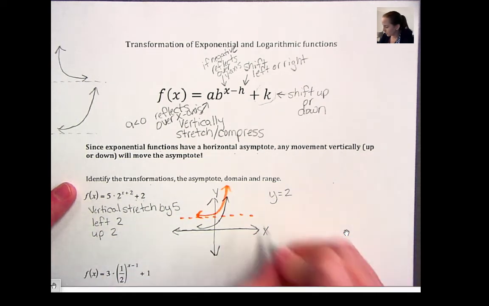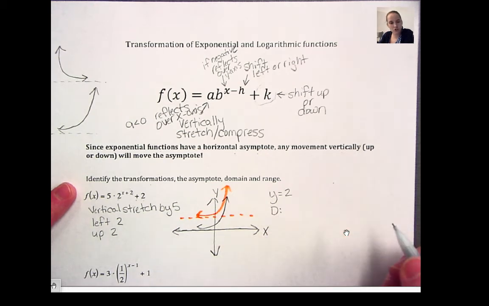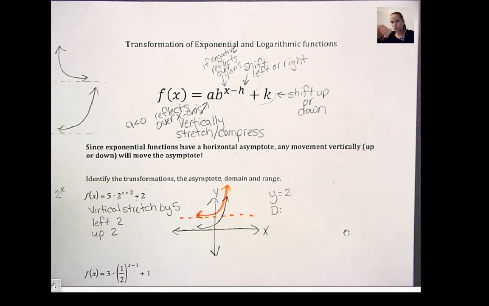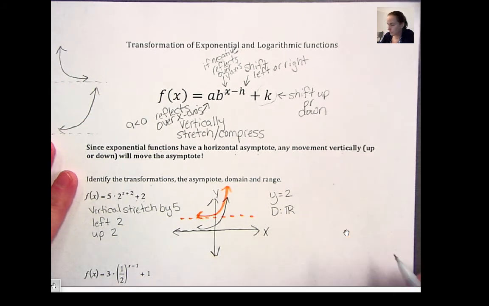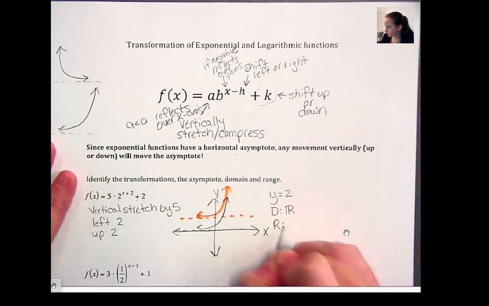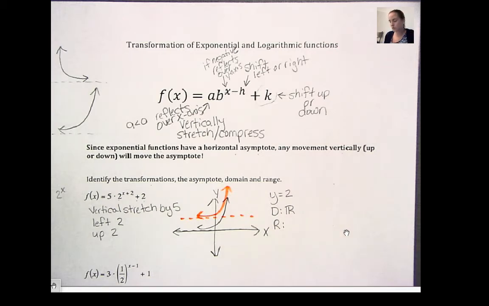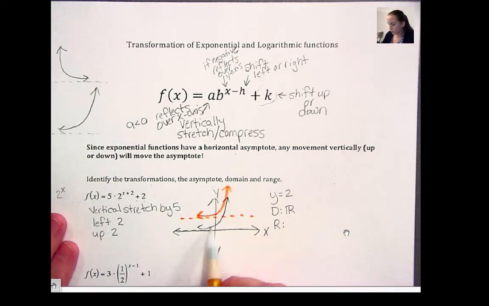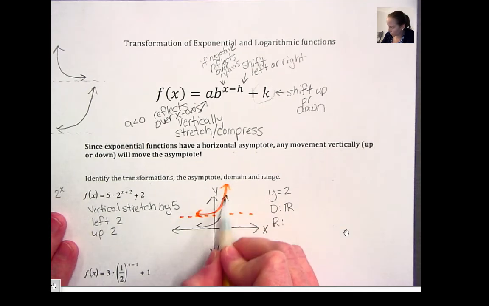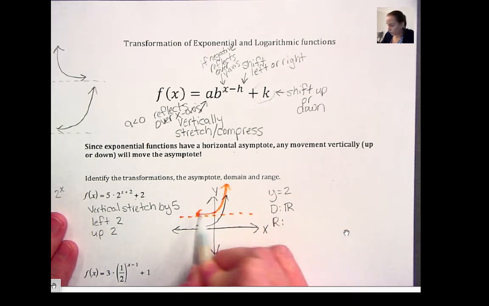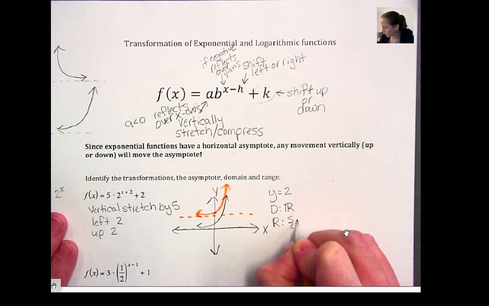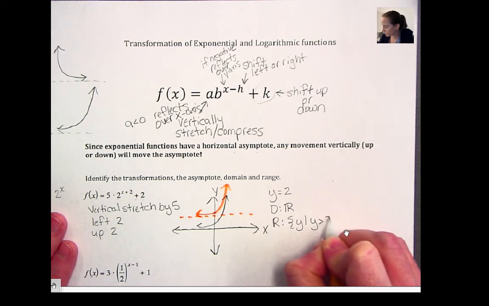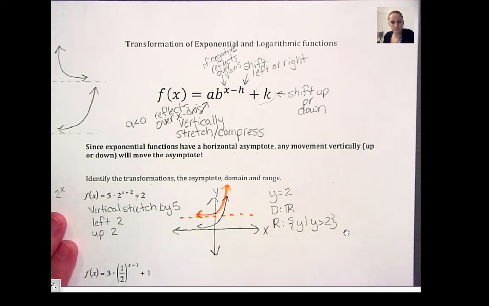Okay, the domain, well, the domain did not change because this graph still will go forever and ever as wide as it can. So the domain is still all real numbers. The range, it has changed because the asymptote moved. So originally we weren't going past 0. Now we're not going past 2. So from 2 all the way up is where we are. So y such that y is greater than 2, that's my new range.